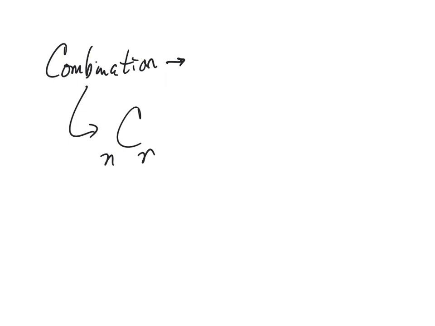But now the definition. A combination is an unordered arrangement. So in a permutation, order was important. In a combination, order is not important. So we call it an unordered arrangement. And we're going to have a formula.